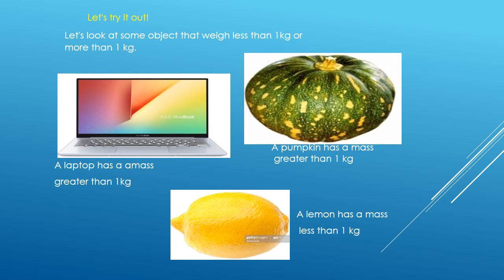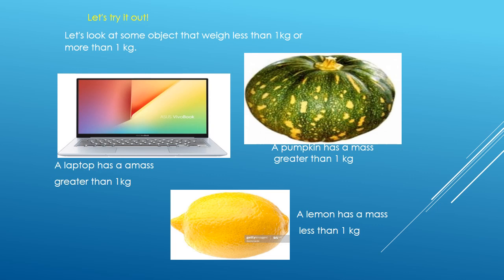Look at them. If you look at your book on page 187, look at number 2, page 187. They said, let's look at some objects that weigh less than 1 kg or more than 1 kg. As you can see there, there's a laptop, and they said a laptop has a mass greater than 1 kg. We have a pumpkin. Look at that pumpkin seriously. Is it less or greater? We have a lemon, and they say the lemon has a mass less than 1 kg.